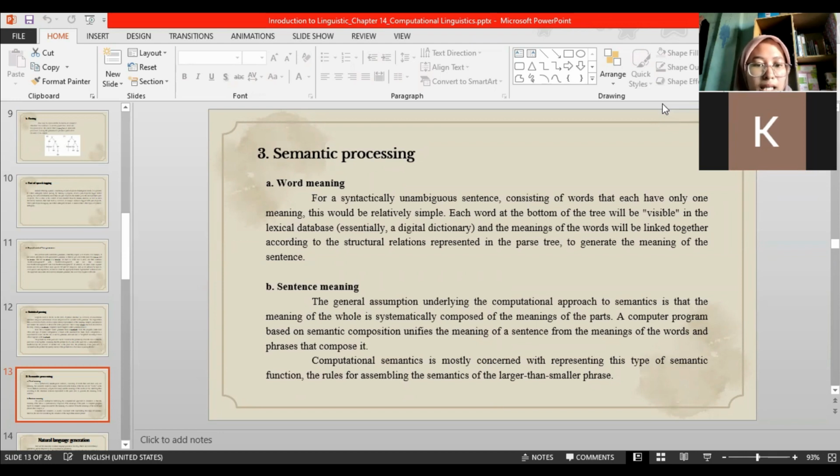B. Sentence meaning. The general assumption underlying the computational approach to semantics is that the meaning of the whole is systematically composed of the meanings of the parts. And a computer program based on semantic composition derives the meaning of a sentence from the meaning of the words and phrases that compose it. Computational semantics is mostly concerned with representing this type of semantic function, the rules for assembling the semantics of larger phrases from smaller phrases.